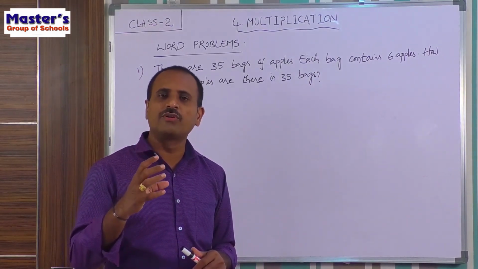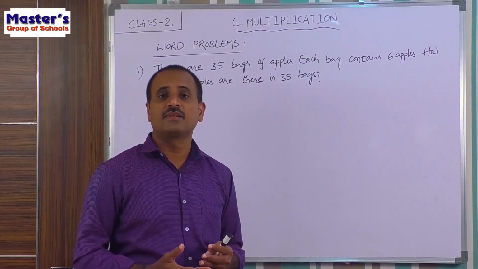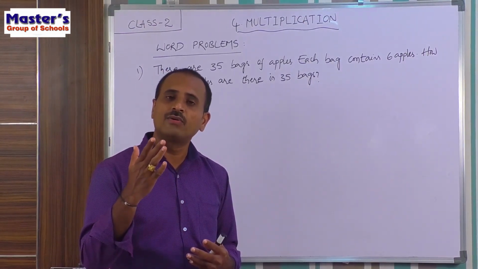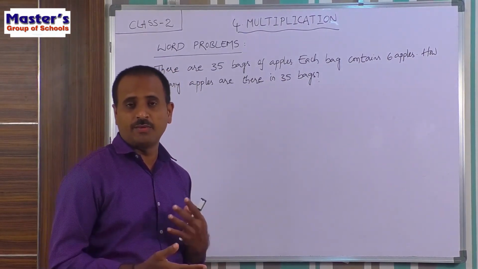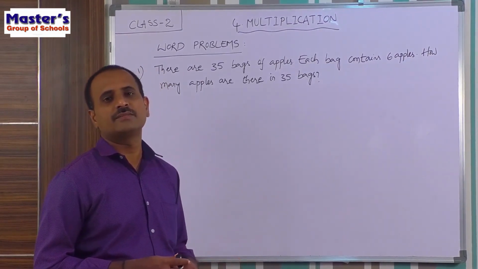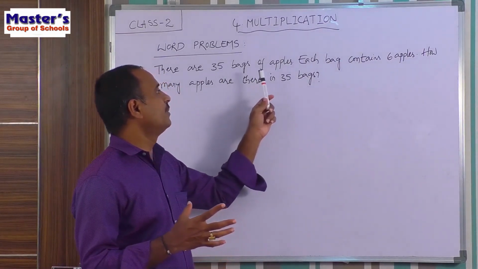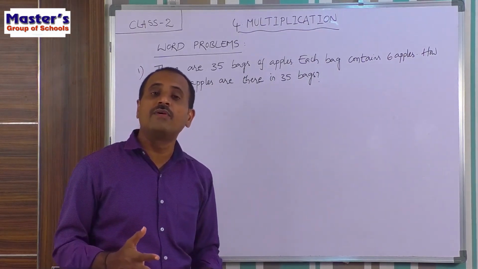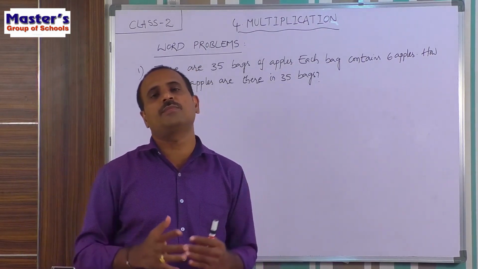So children, first you have to identify what we have to do in the problem, that is either addition or subtraction or multiplication. By understanding the problem, you can identify whether we have to do addition or subtraction or multiplication. Here we have to do multiplication because there are 35 bags of apples and each bag contains 6 apples. That means we have to add 6, 35 times. Then we can get the total number of apples.